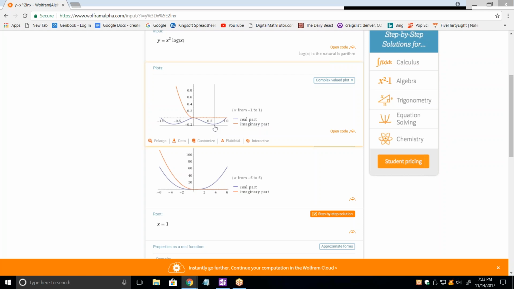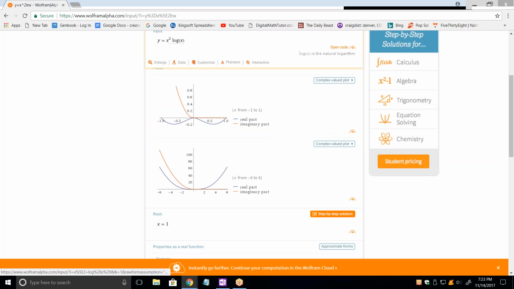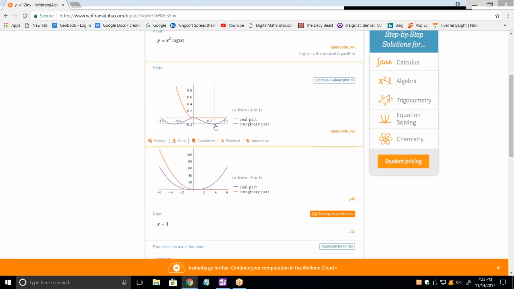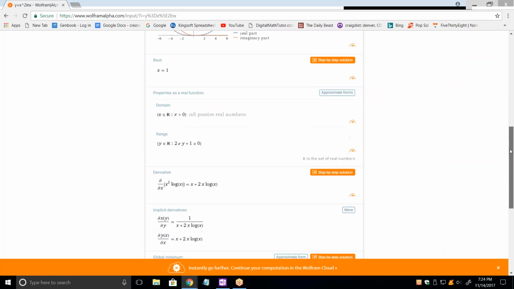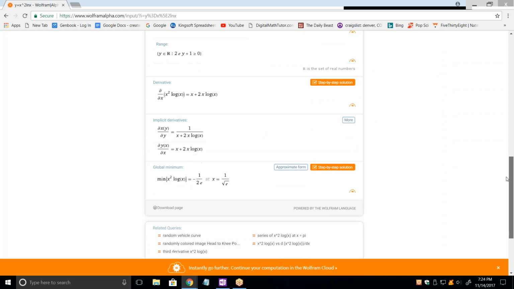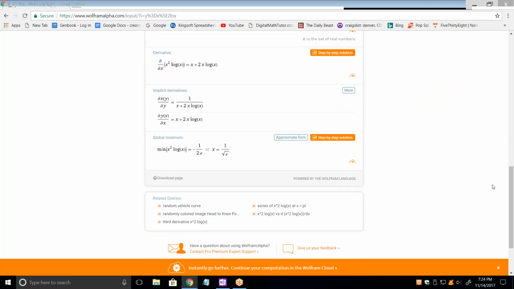In fact, x can't be a negative number because a negative number would cause the domain to be violated on that function. So I don't know how they have the blue going over to the left of the y-axis. They shouldn't. And as far as where is that, well, let's see. Usually they give you a lot of derivatives. They do a global minimum, 1 over square root of e.